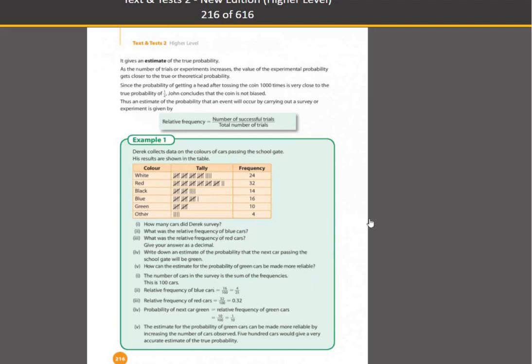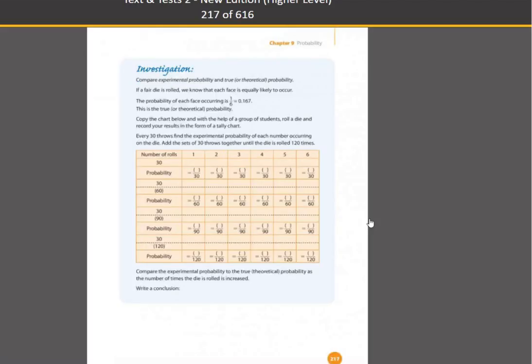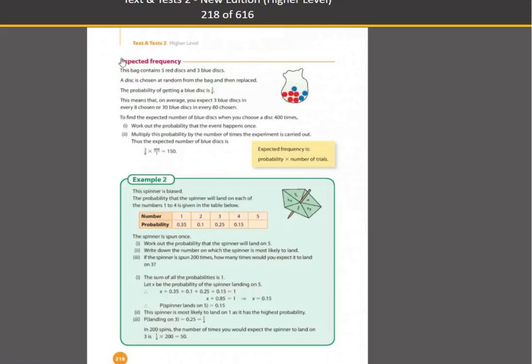And as I said, you can go on and estimate future events happening based on a trial that you have done. And that's leading us into the next section, what we would refer to as expected frequency. So that's predicting what might happen next based on a trial or experiment that you have done, which ties into what we call expected frequency.